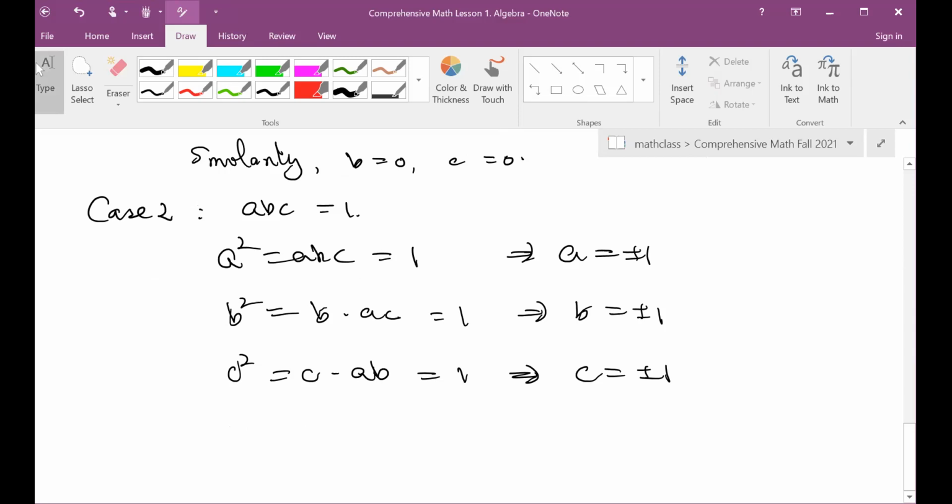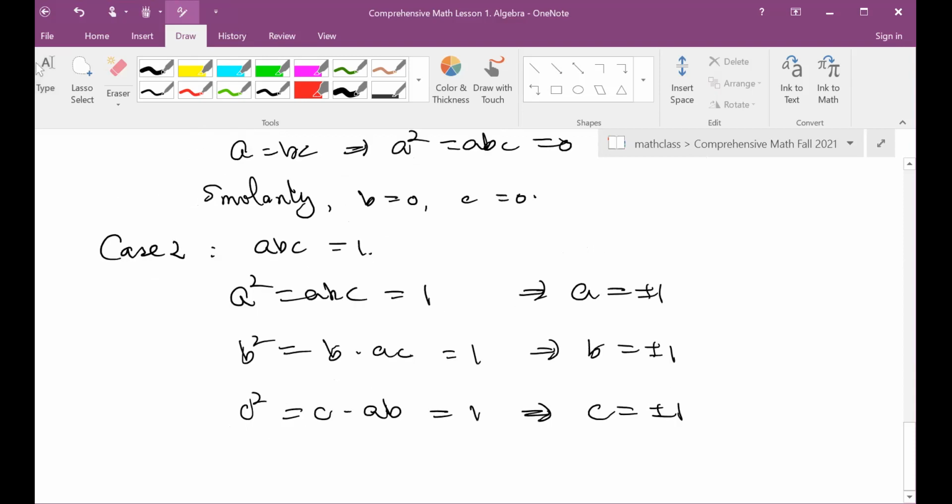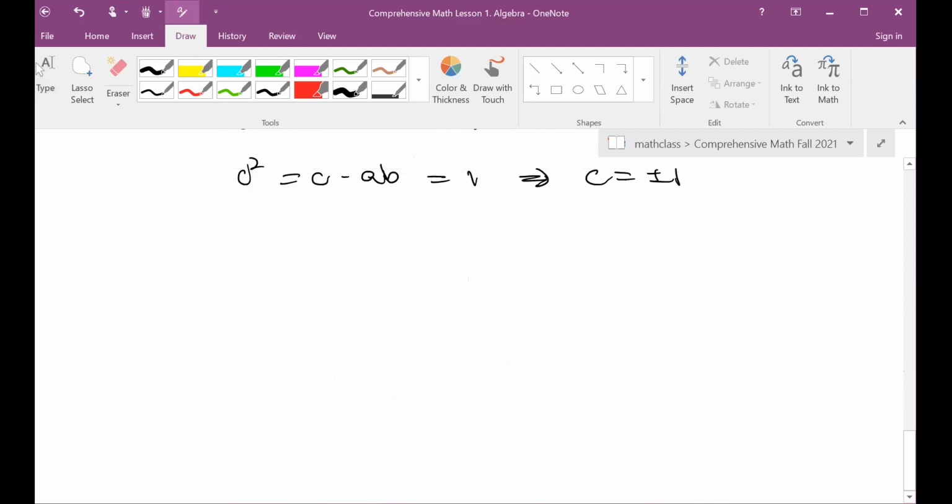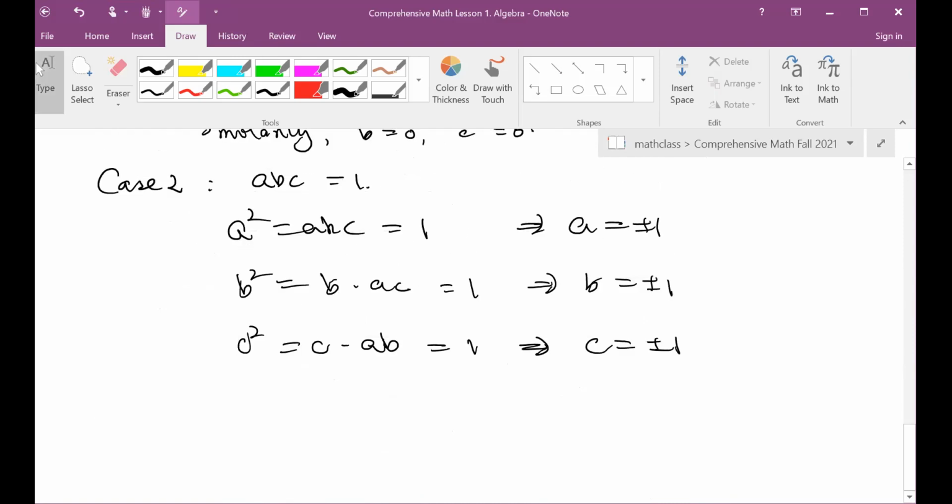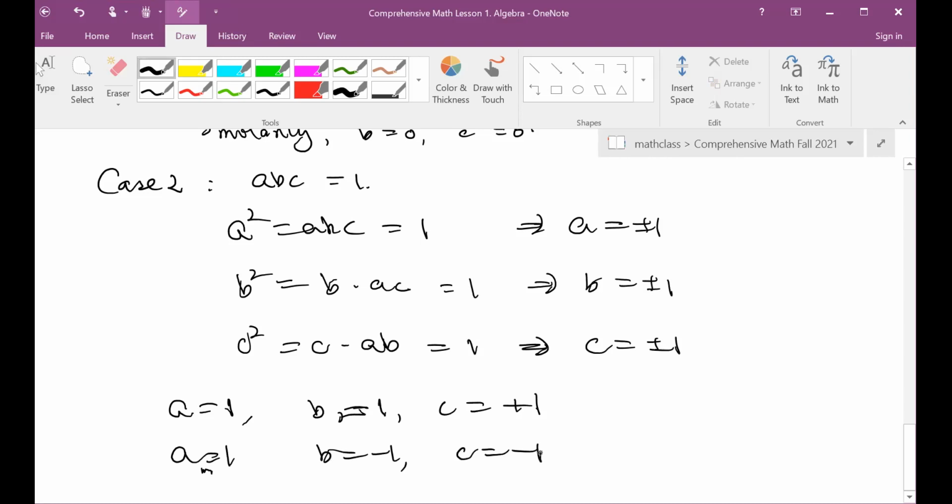So maximum you have 8 solutions, right? Because A is plus or minus 1, B is plus or minus 1, C is plus or minus 1. But as you can see, some of the solutions must be excluded because we are talking about the original equations. They say A equals BC. So when A equals positive 1, then B times C is also positive 1. So B equals 1, C equals 1, or B equals -1, C equals -1.